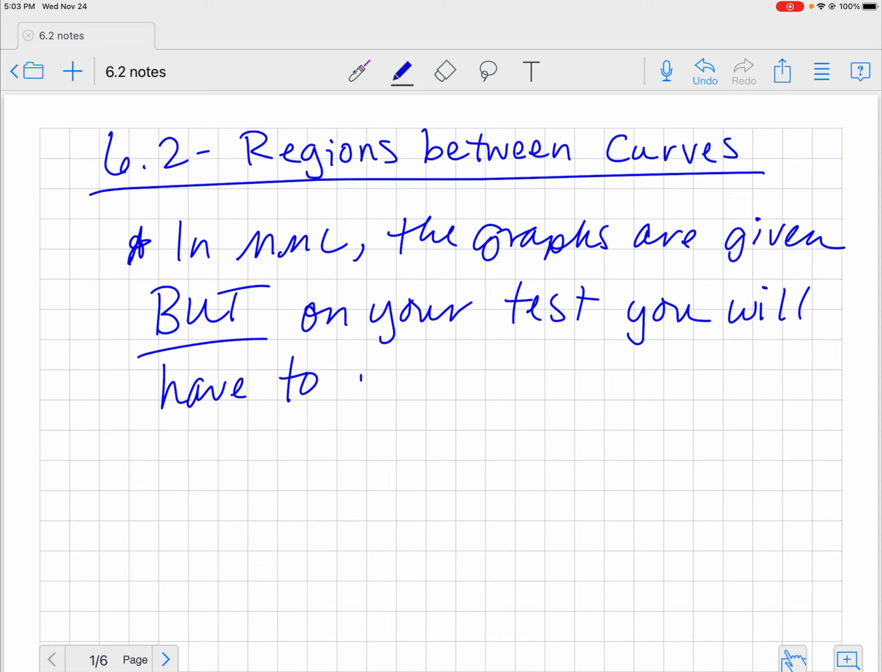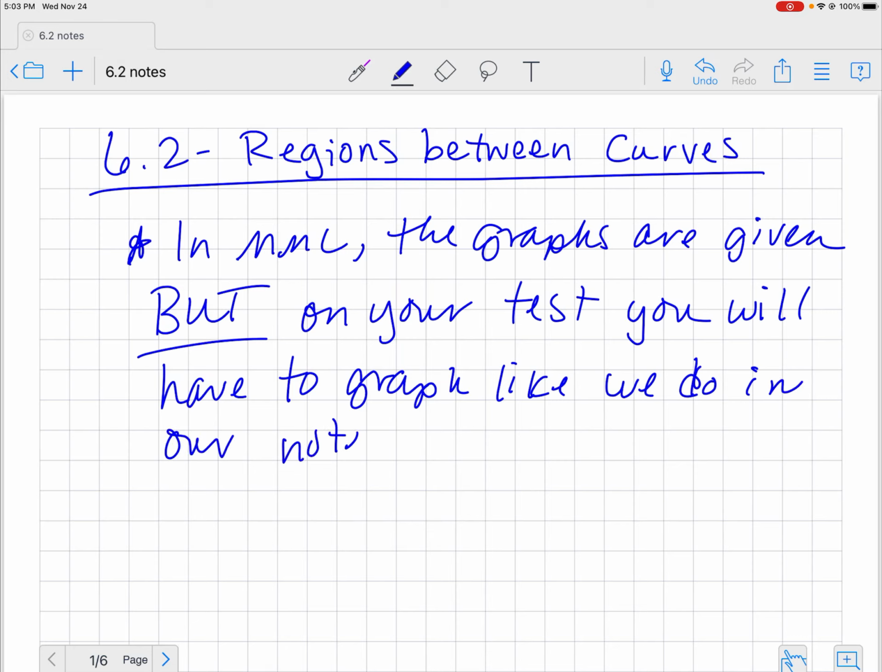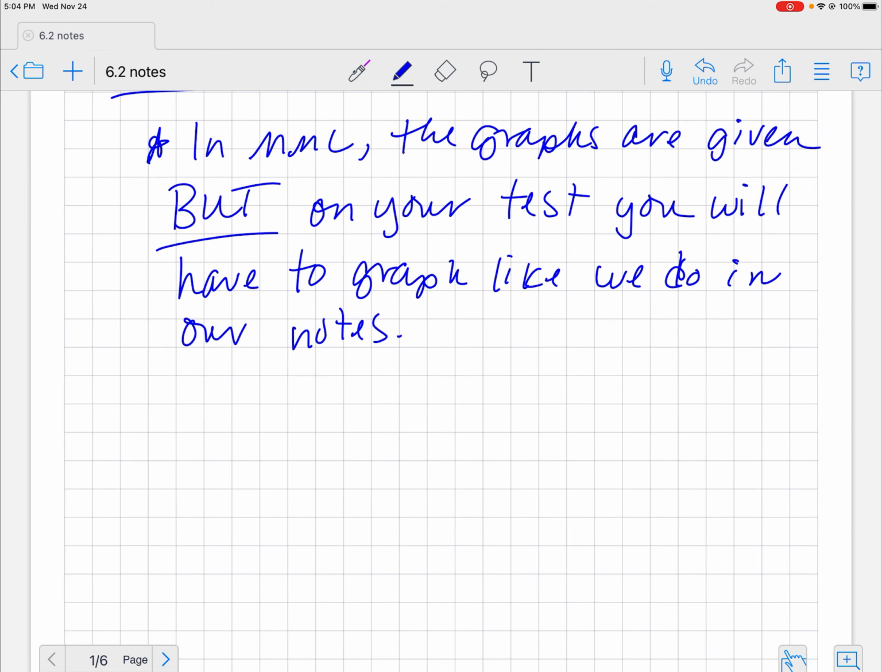Is that what I said? I think so. In our notes, something along those lines. We're going to graph in our notes, all right? The graphs are given to you in my math lab, and that's one of my math lab's downfalls, the whole graphing thing. So you are going to have to graph.